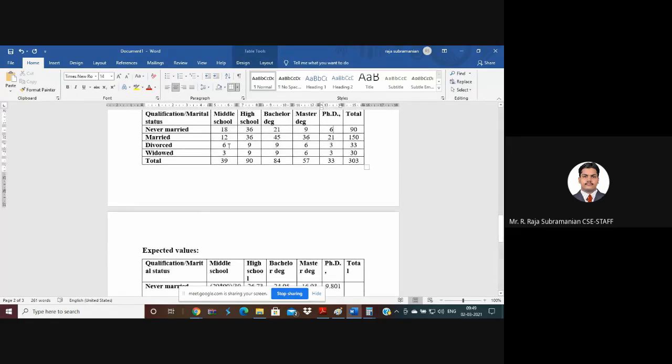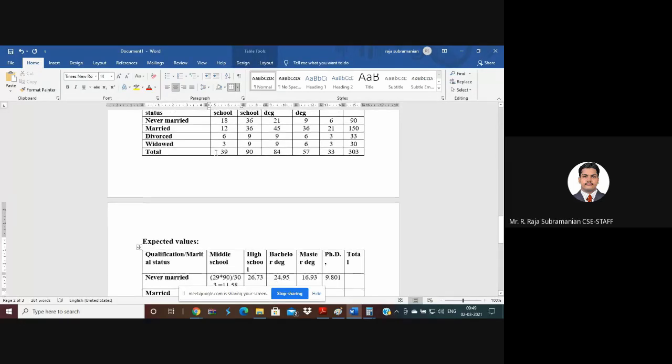So how to calculate this? 39 into 150 divided by 303. That should be calculated here. So we need to do it for all, right? By the time I do this, can anyone do it for divorced and widowed, so that we can complete it soon. I do it for the married now.